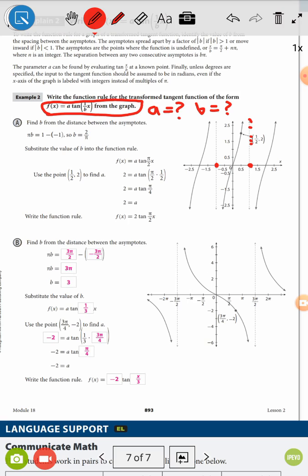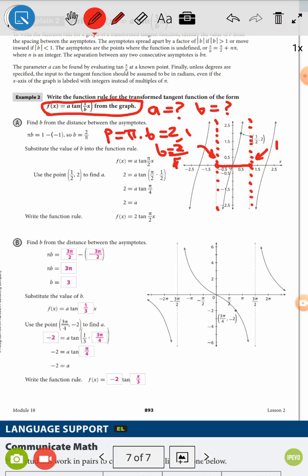This is the first asymptote. This is the second asymptote. And look at their locations. Here it's 1 and here it's -1. So the distance between 1 and -1 is 2. So to get the b, it's so easy. I write period equals pi divided by b, and the period equals 2, since the distance between them is 2. So b equals pi over 2.